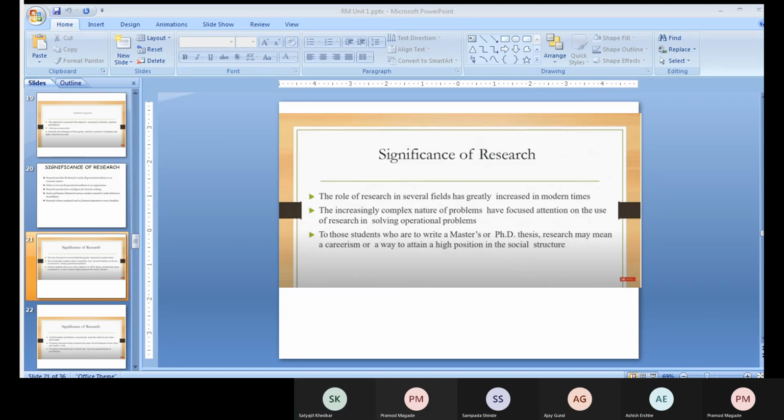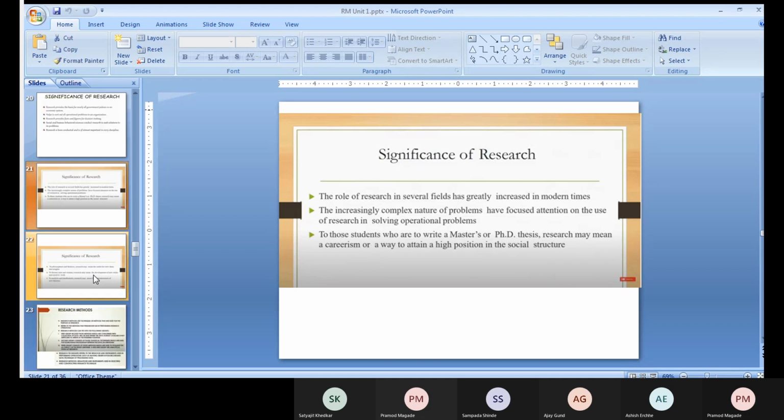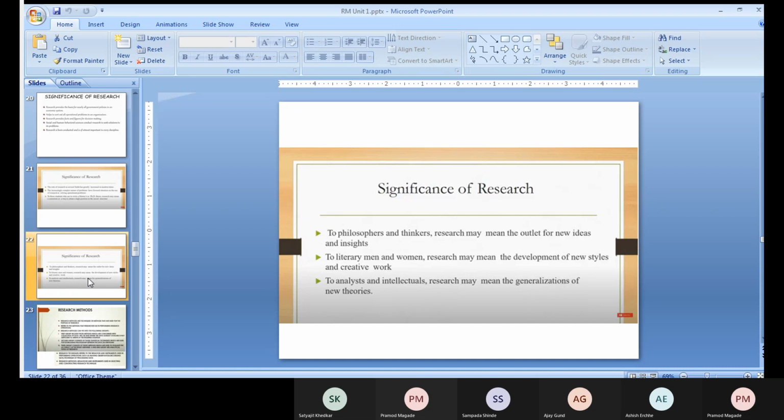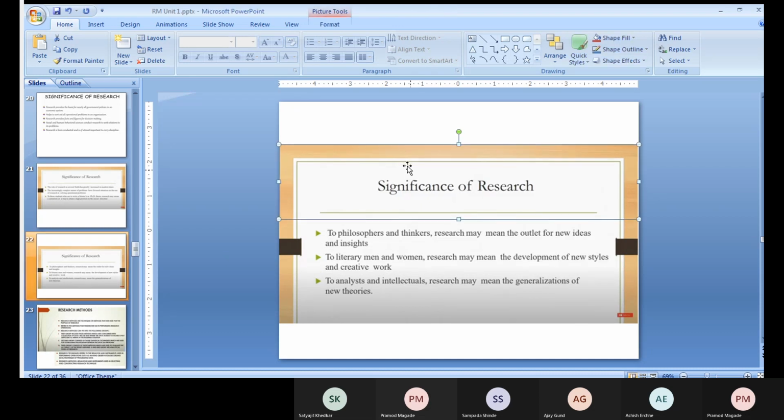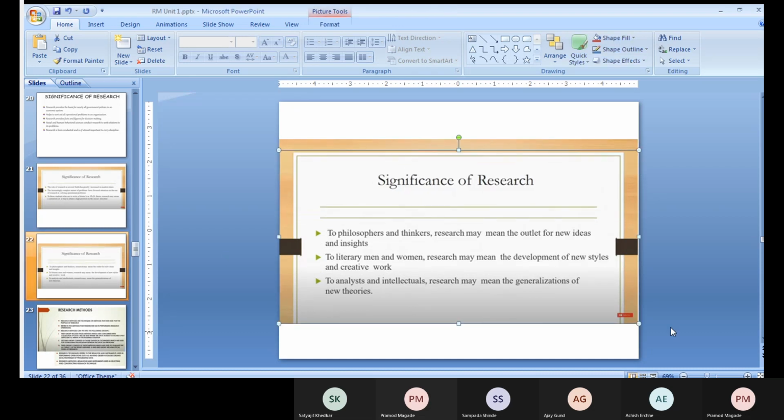So now most of the students are doing jobs. We have studied the significance of research. Now, can I move on to the next slide? Just write down this point. Another significance I got from Google, so I have added it over here.